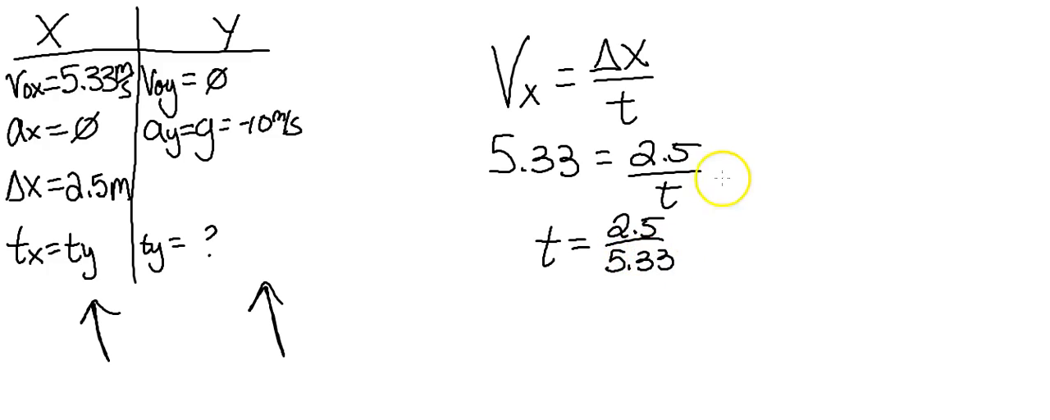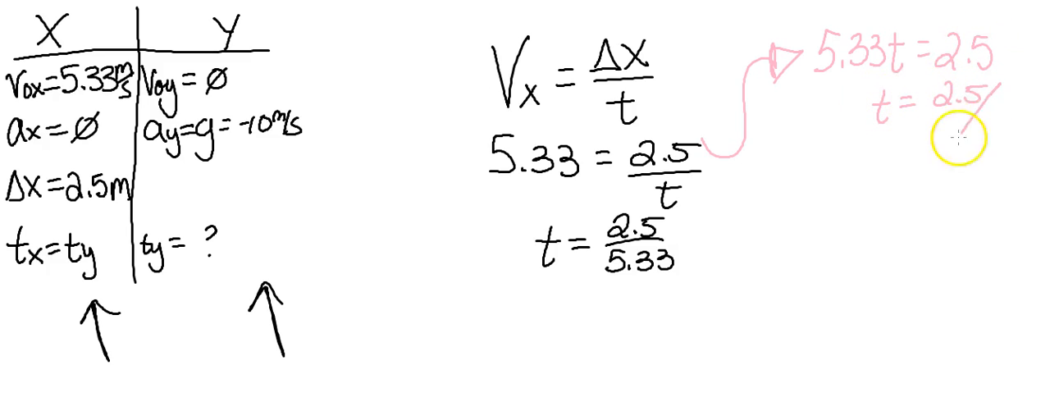In order to solve for this, what you do here, you multiply both sides by t. So you get 5.33t, and that's going to be equal to 2.5. And then to get t by itself, you need to divide both sides by 5.33. That's just so that you can see how it works, because a lot of people get confused. So then 2.5 divided by 5.33 is going to be 0.469 seconds.